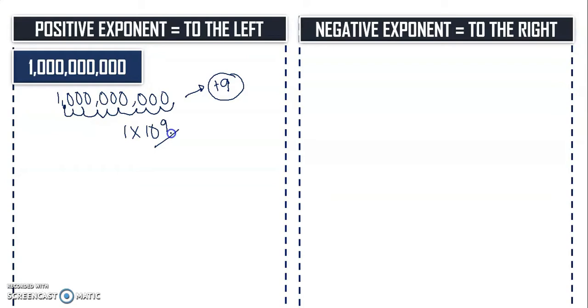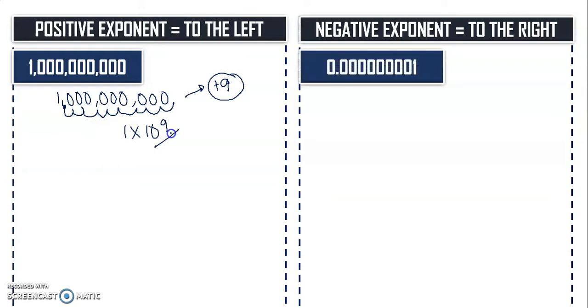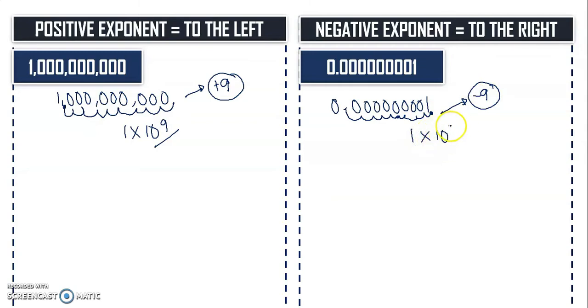Let's proceed to the negative exponent. The given here is this very small number with 8 zeros before the digit 1. Since this is a very small number, the decimal point must be moved to the right until it passes one integer. In this case, it's 1. The decimal point has moved 9 places to the right, and that gives the number an exponent of negative 9. Thus, the final answer is 1 times 10 raised to negative 9.